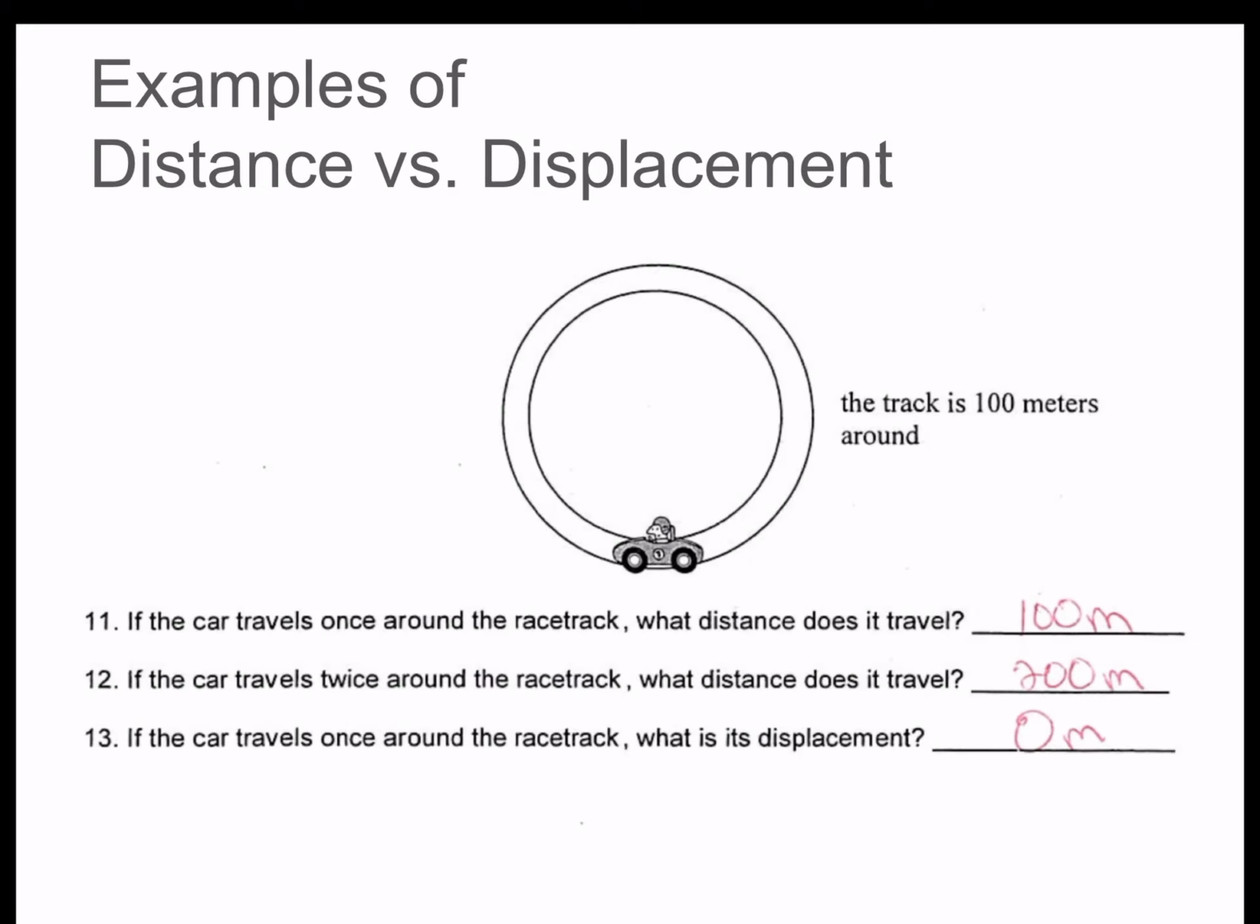Here's an example. Some of you guys might remember this one. If you are driving on a circular track that is 100 meters, going around once, your distance will be 100 meters. Going around the track twice, your distance will be 200 meters. However, your displacement, no matter if you go around the track once or twice, will be 0 because you are starting and ending at the exact same spot.